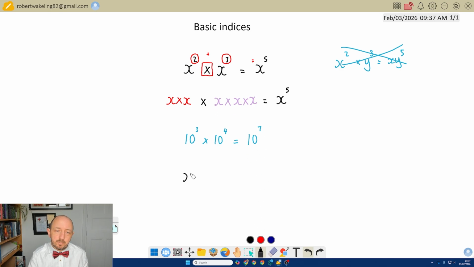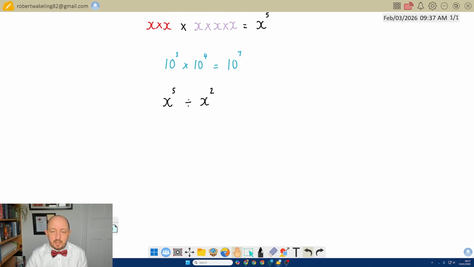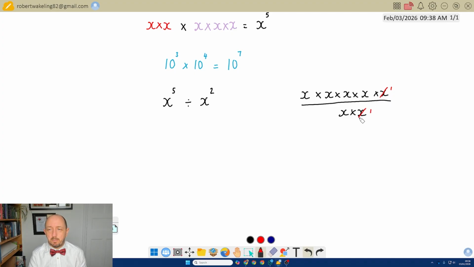The second one, x to the power of 4 divided by x to the power of 2. I might change the first one actually just to make it a bit clearer. We'll change that to a 5. And again, if I write this out in full, this might help you to see what's going on in the background. X to the power of 5 is multiplying by itself 5 times, and we divide by x squared. And what happens when you do a division is that essentially we can cancel if there's the same on the top and the bottom.